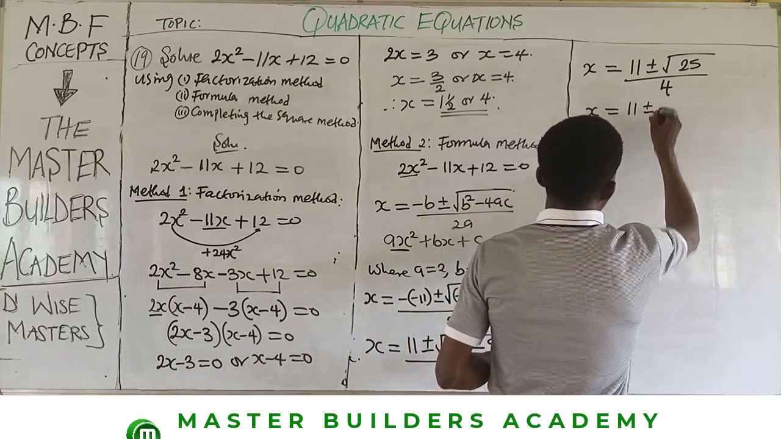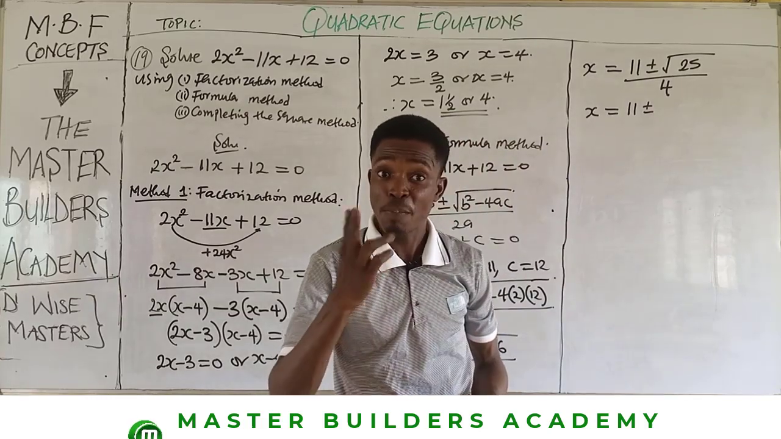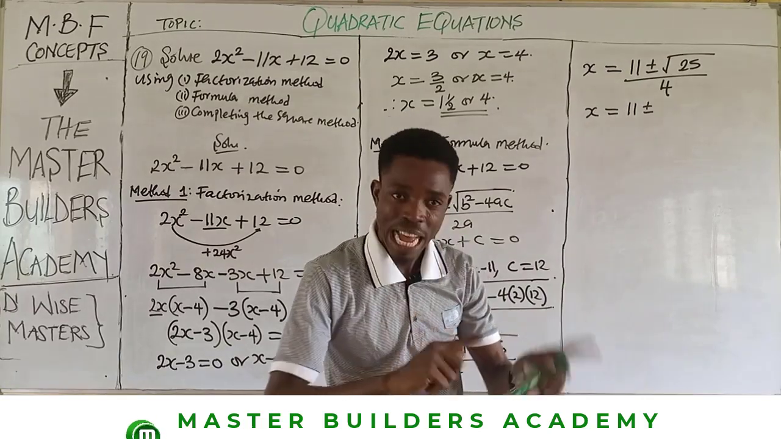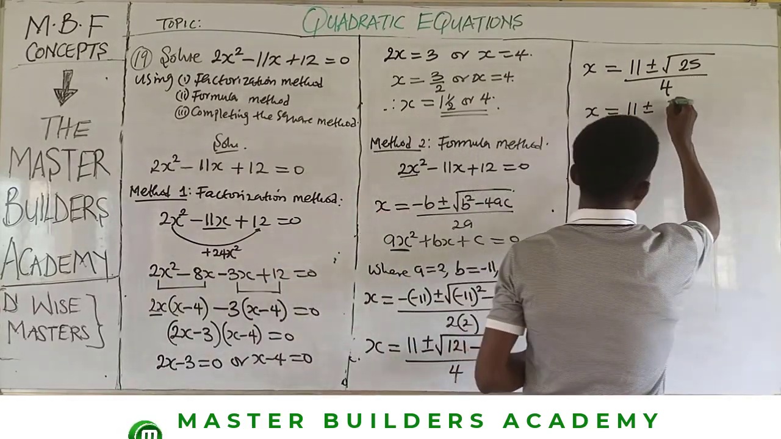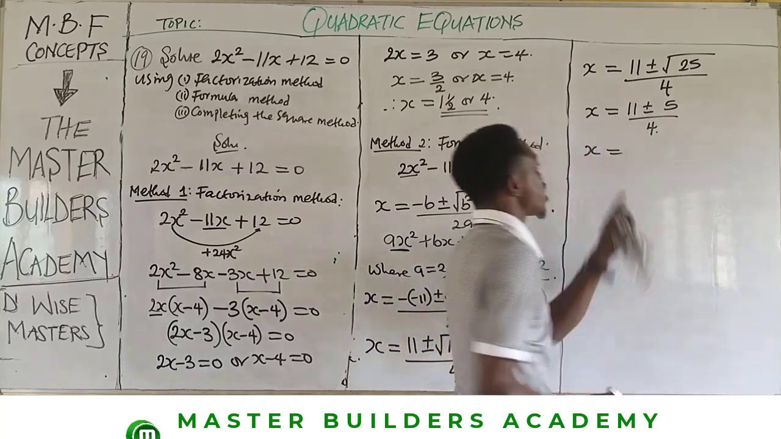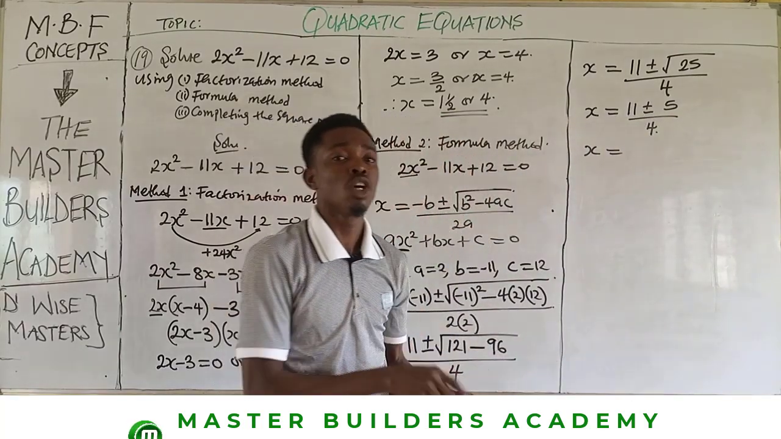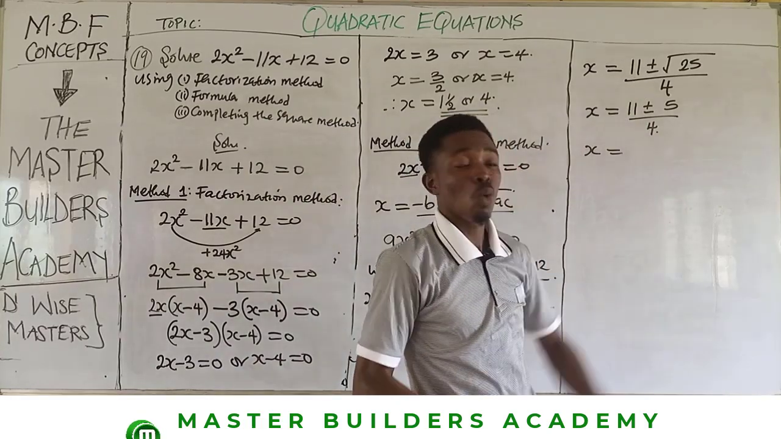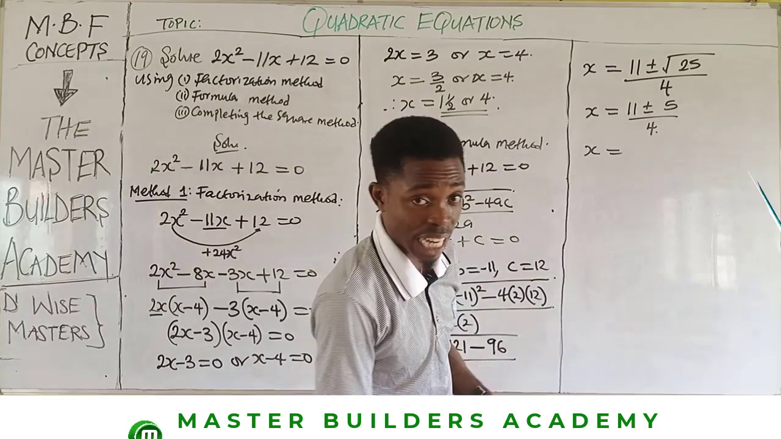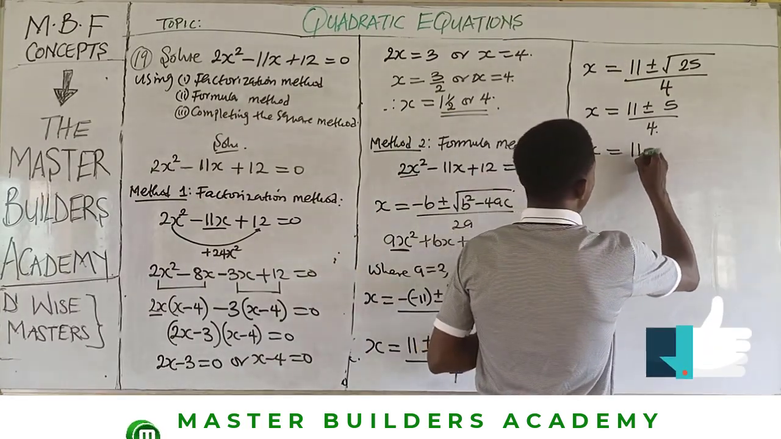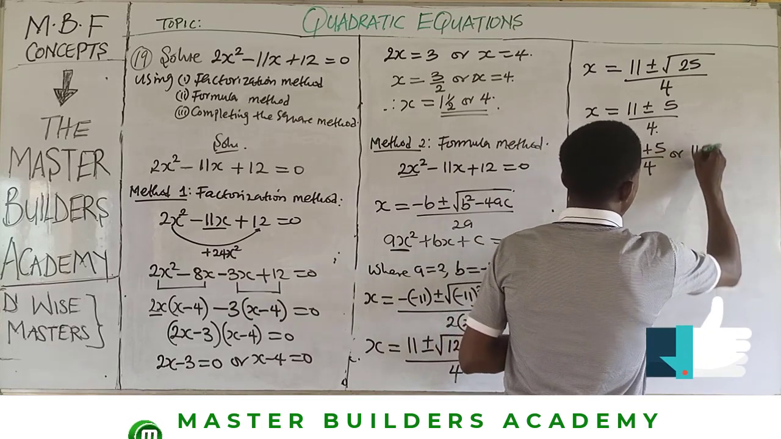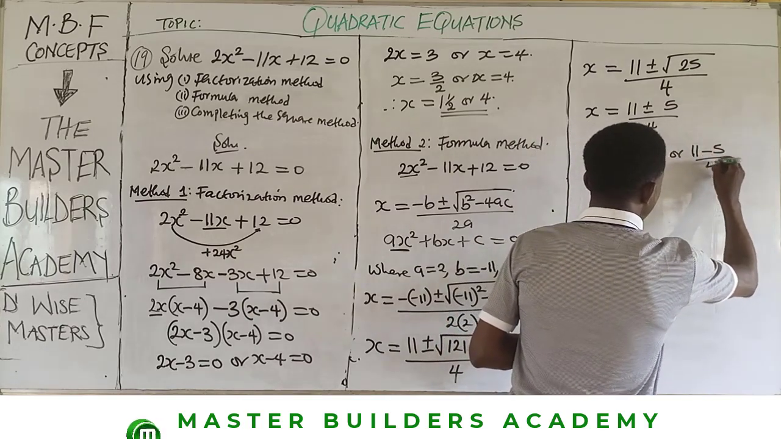11 plus or minus. Now understand that 25 is a perfect square, and the square root of 25 is 5, which happens to be what? 5 times 5. Right? So you put that 5 all over 4. Now guys, now that we have successfully removed the square root, we now need to share the middle sign to have 2 results. First, we are going to use plus. Second, we are going to use the negative sign. Now we have 11 plus 5 over 4, or 11 minus 5 over 4.